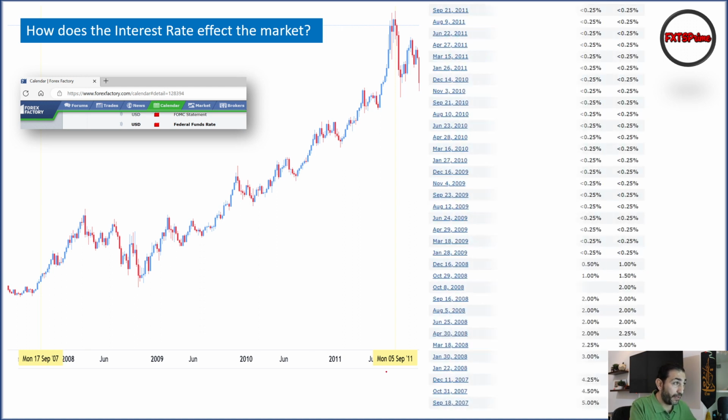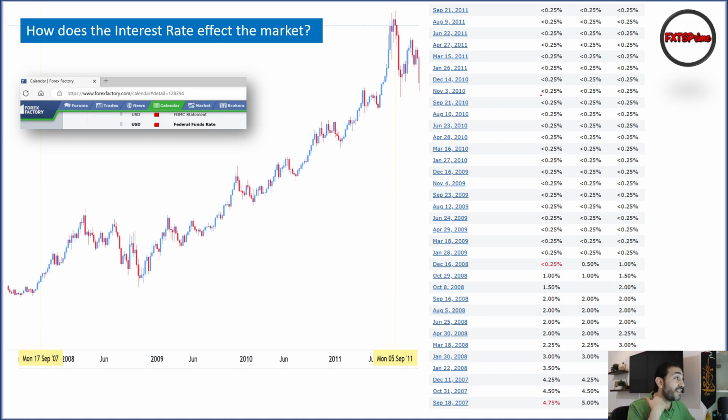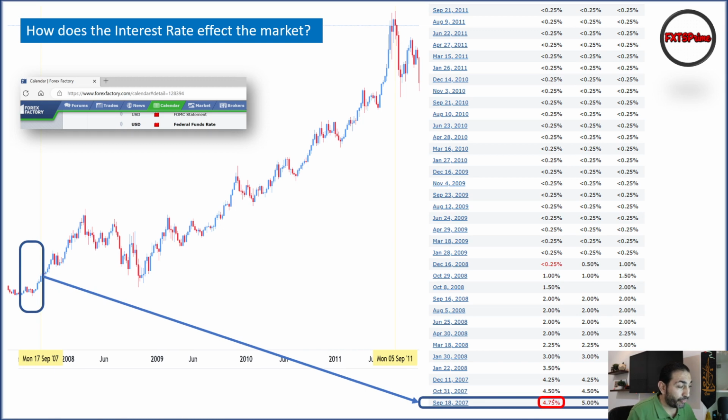2007, 2011. Now, this is the interest rate on that period. This is the Federal Reserve Bank. If I come to September 2007, I'm going to find the rate was 4.75. And that is the area where the price has broken and started to go up.